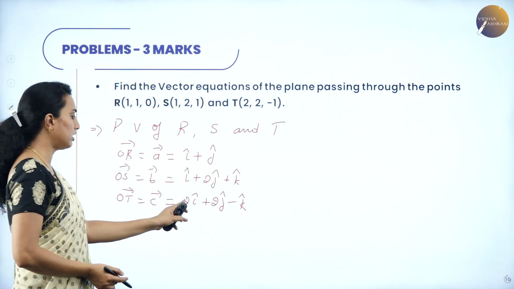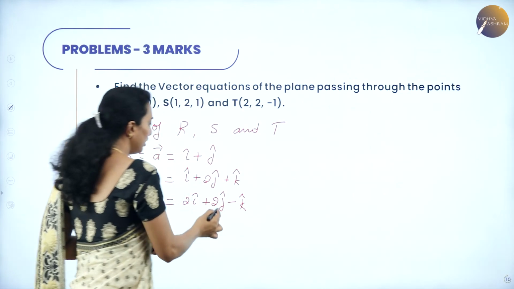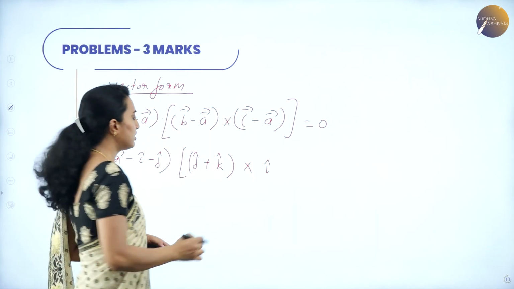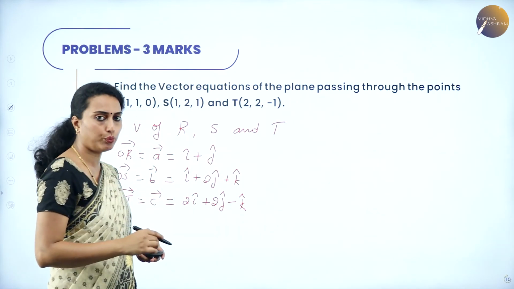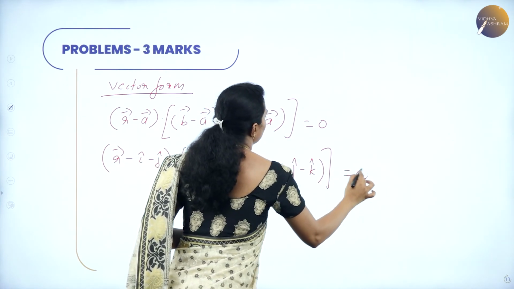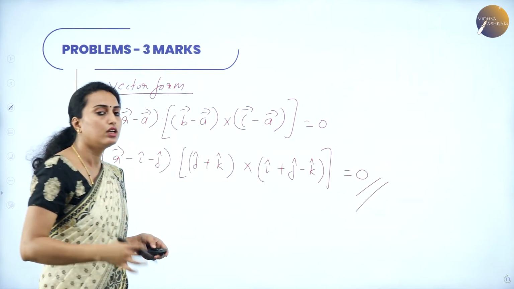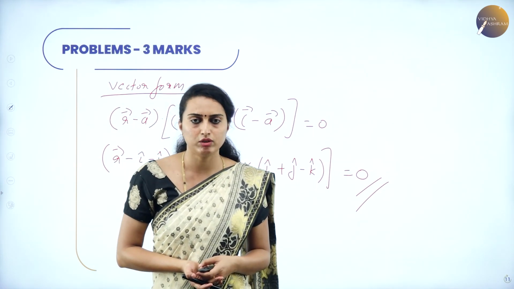Now C vector minus A vector: 2i minus i is i, again 2j minus j is j, and again minus k minus 0 is minus k only, equals to 0. This is going to be known as the vector form, or the vector equation, of the given problem.